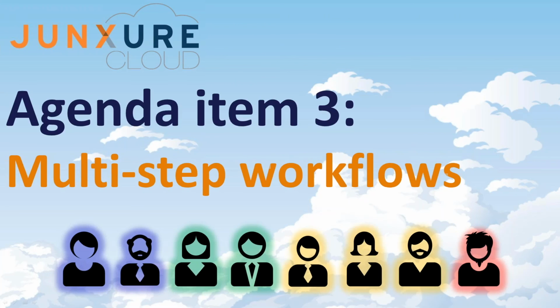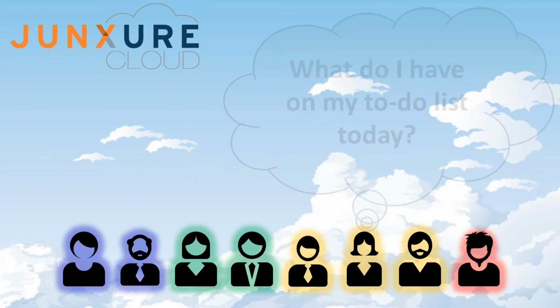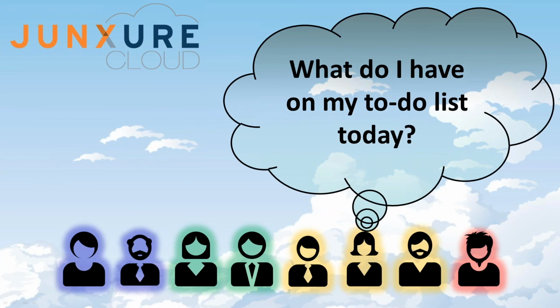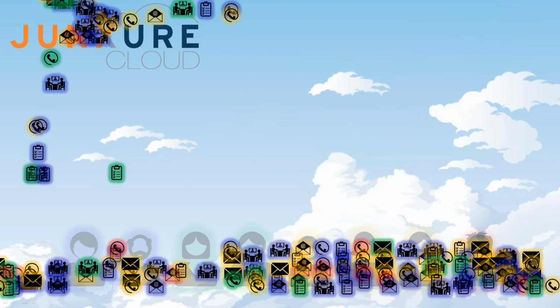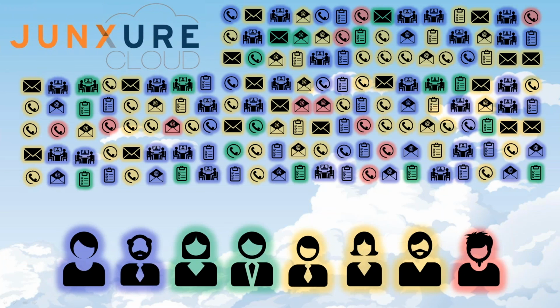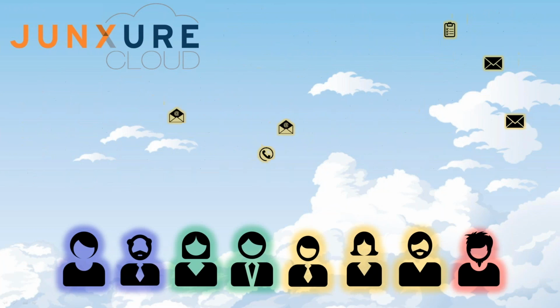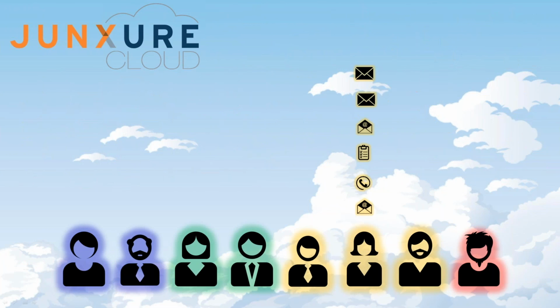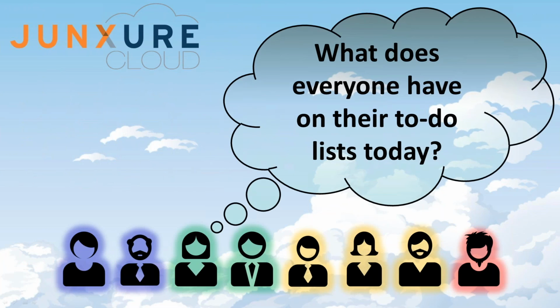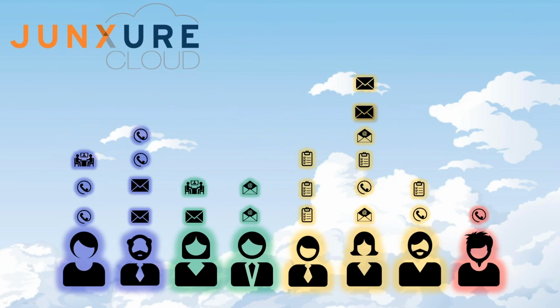So I'll spend some time showing you our multi-step workflows here in Junxure Cloud. And then finally, I want to talk about ways that you can report on your system. Look through all that data. This person here wants to see what they have to do. Looking at all the actions in the system, they can easily filter it down and show just what they have to do today. Or maybe your office manager wants to see more global actions as to what everybody has on their to-do list for today. They can see what everybody has.